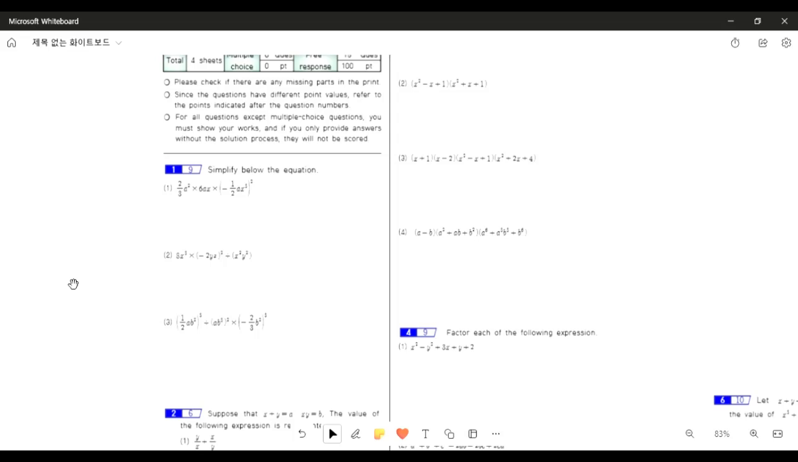Okay, guys. Let's go through this monthly quiz. Number one, simplify the below equation.